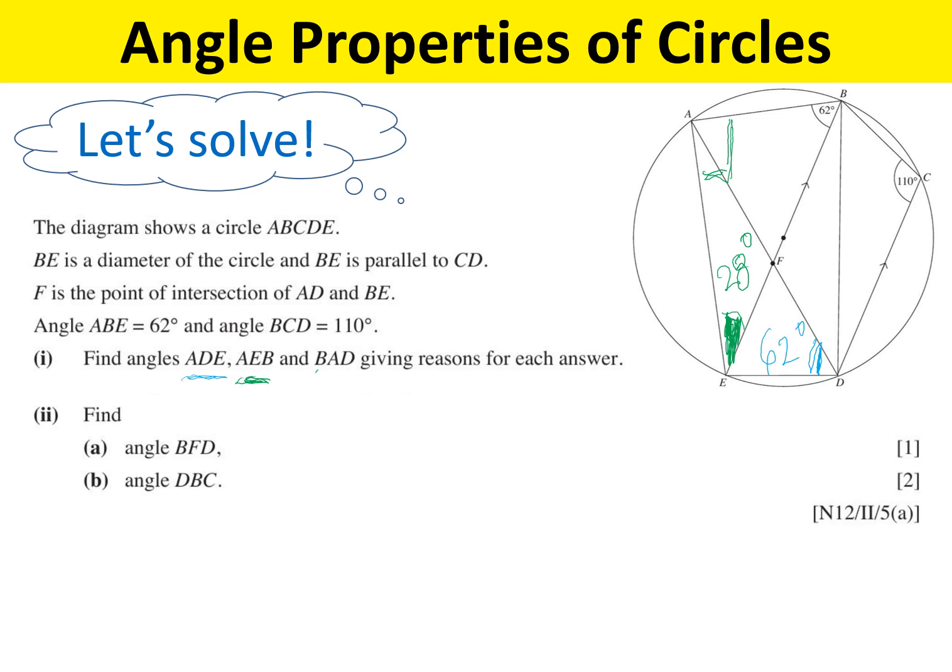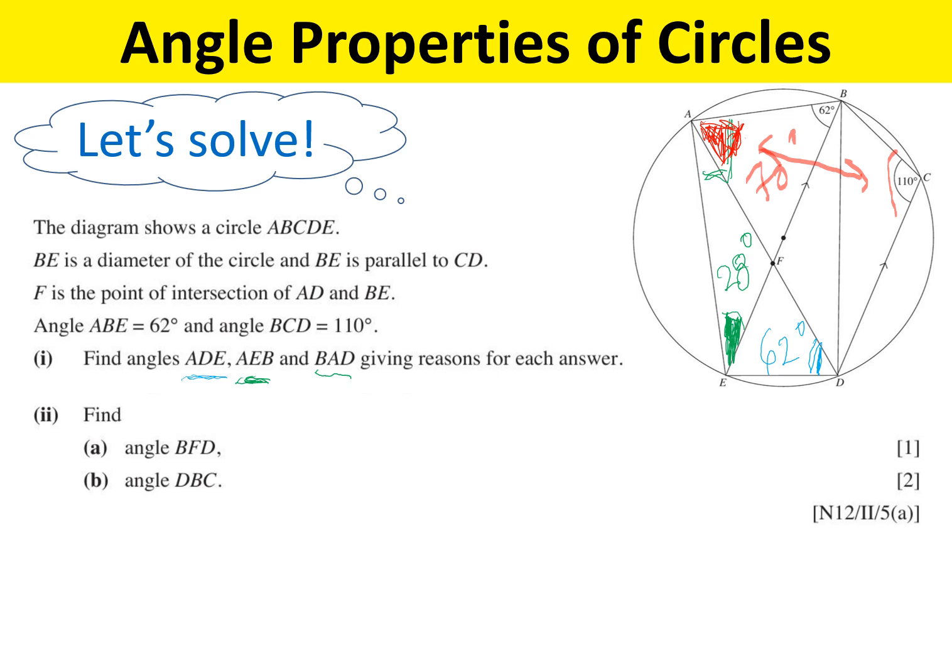Now we move on to angle BAD, which is this one here. As we have identified earlier on, there is a cyclic quadrilateral, which is simply A, B, C, and D. Since this is a cyclic quadrilateral, angle BAD together with angle BCD are supplementary. So 180 degrees minus 110, therefore this angle is equal to 70 degrees. This is quite easily done for part 1.